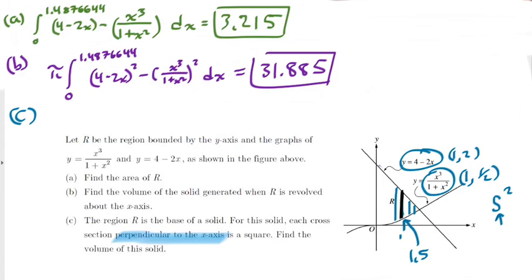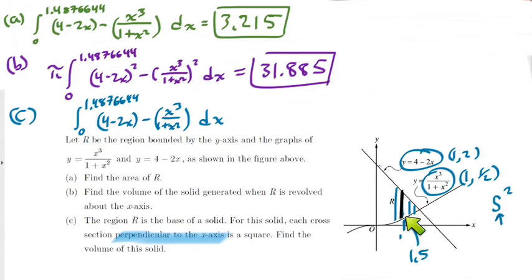Let's do that. 0, 1.4876644, and I'm going to have my top function, 4 minus 2x, and I'm going to subtract from that my bottom function, which is x to the third divided by 1 plus x squared. Oh, so nice, so pretty. And then dx.